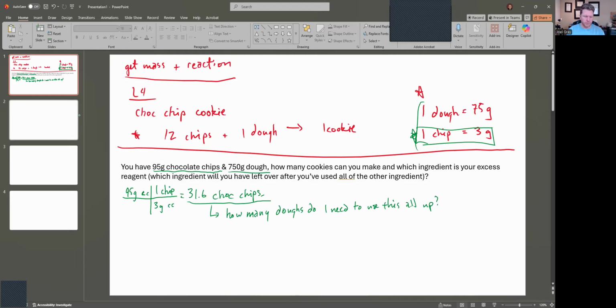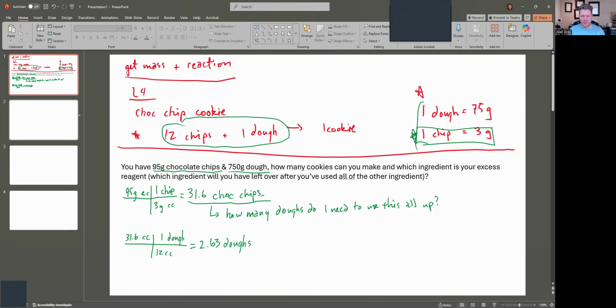So now I'm going to set up another round of dimensional analysis, and I'm going to say, well, 31.6 CC. And now for this, I'm going to pull from my balanced chemical reaction, which gives my relationship: 12 CC for every one dough. Whenever I do 31.6 divided by 12, I see that I have 2.63 doughs.